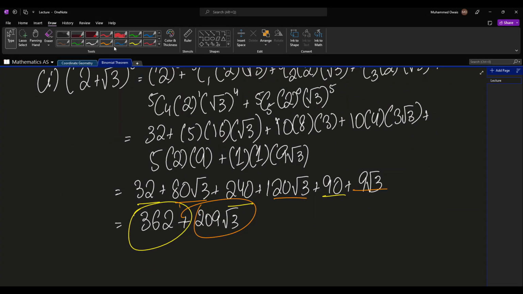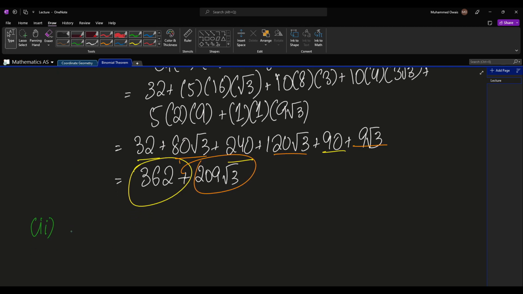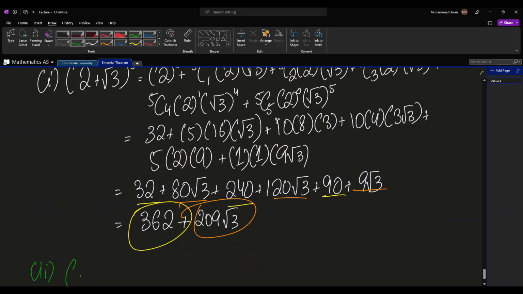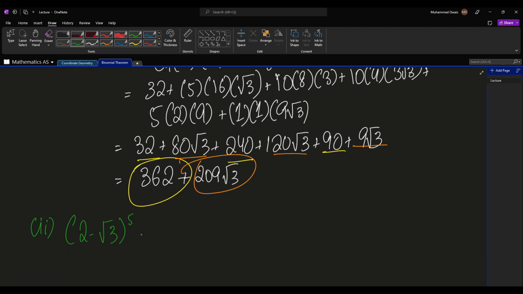So all I have to do for part 2 is write 2 minus under root 3 power 5, and now just make a small change. If you were to notice, we did negative x whenever we had negative. But this time we have no x for it. So we will just change this positive sign to negative. So 362 negative 209 under root 3.